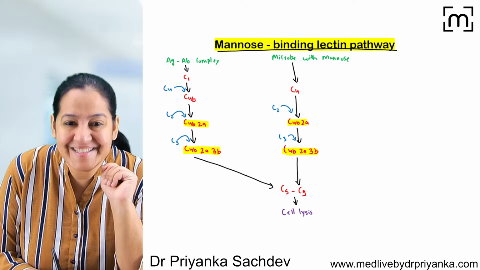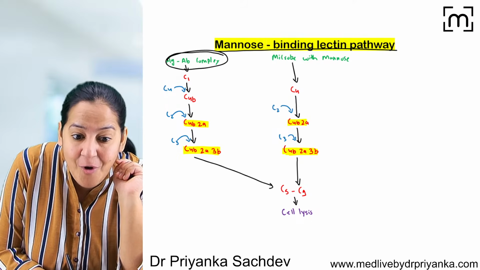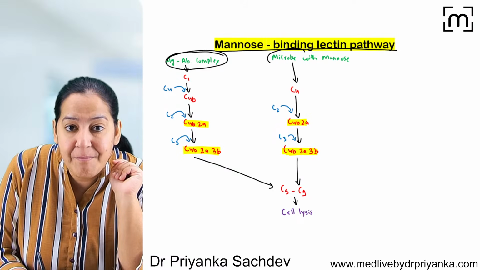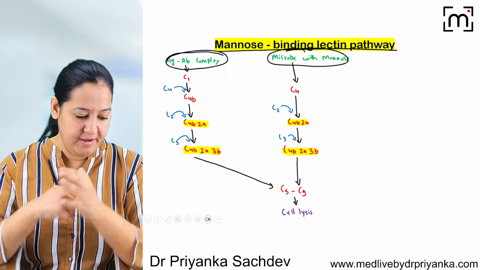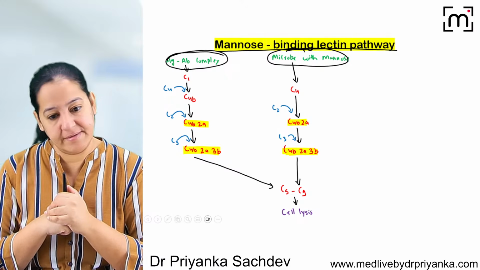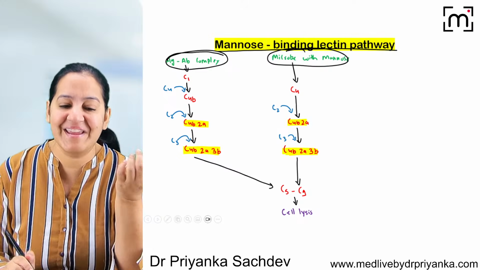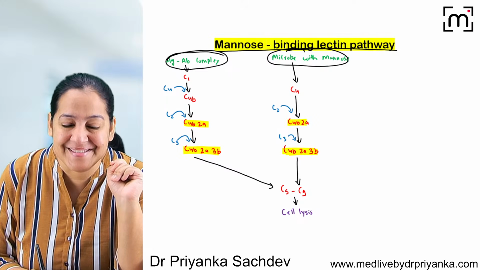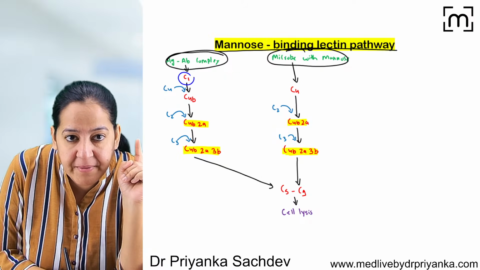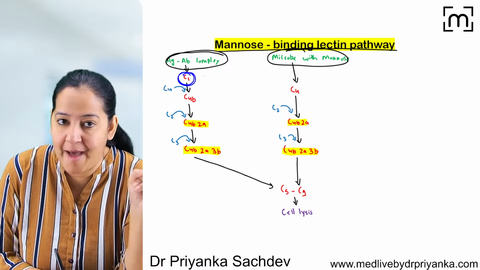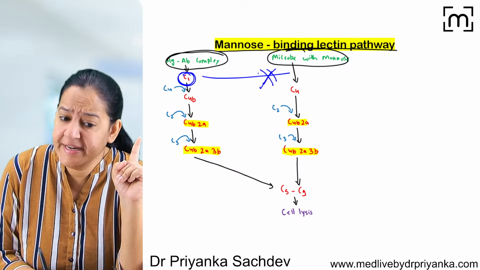Ma'am, what is the difference? See the trigger. Here the trigger was antigen-antibody complex. Here the trigger is mannose sugar in the cell wall of certain bacteria. First understand the trigger. The trigger is different. What's the second difference? Here, C1 is absent. Here the first complement was C1. Now you can see the first complement was C1. Here C1 is absent.